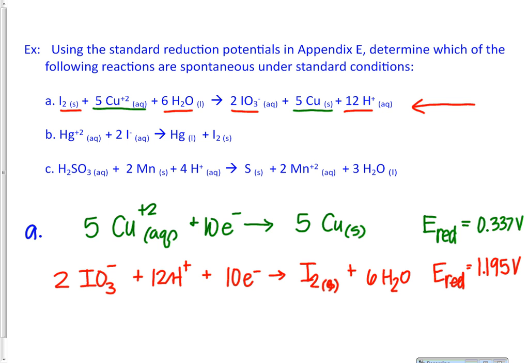Now we want to see if the cell, as written, is spontaneous, or if it's not. So look at your actual reaction. In your half reactions, both are being written as reduction. Both can't be reduced. So let's look at what's really being reduced in this problem.